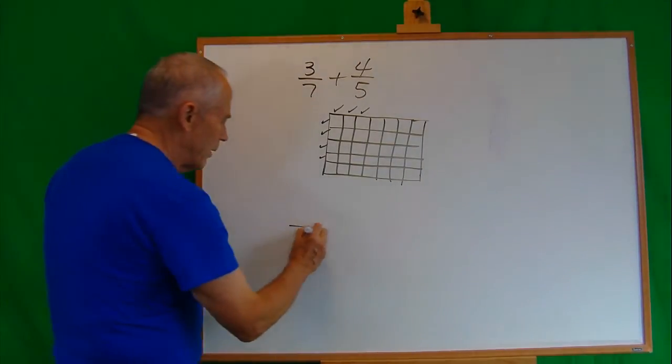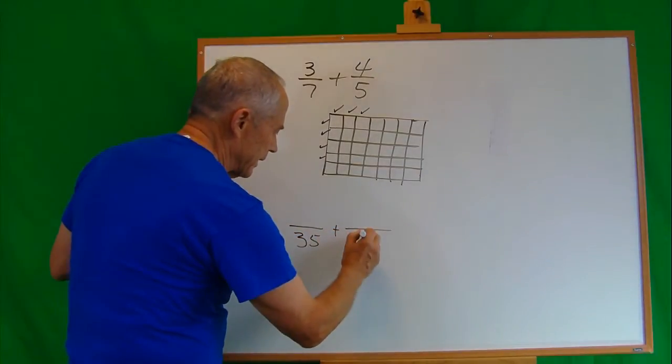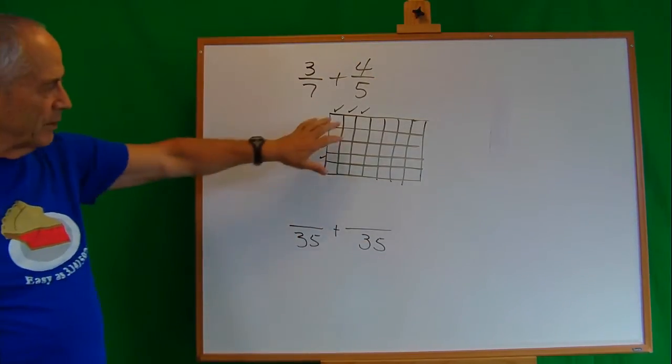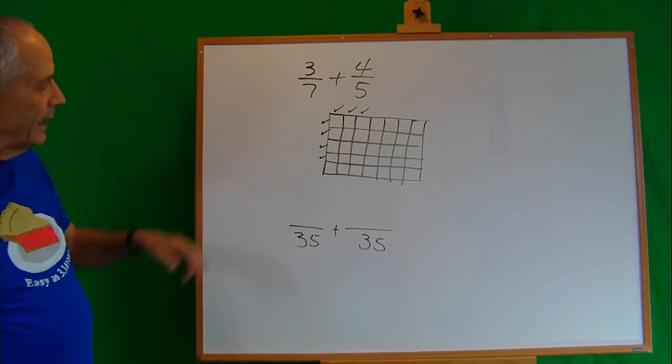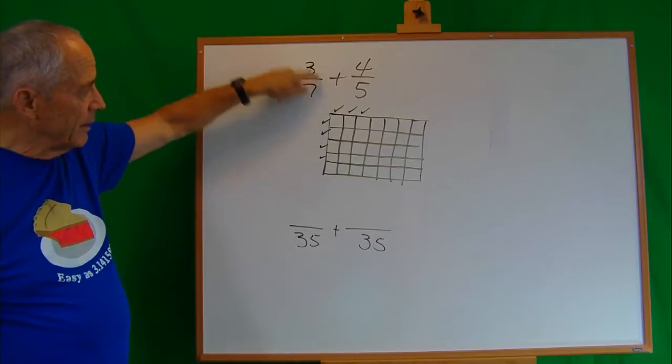So we know our fractions, the common part that they're going to have is going to be 35ths, the names of those little squares. Okay, now let's look at how many squares there are in this 3/7.